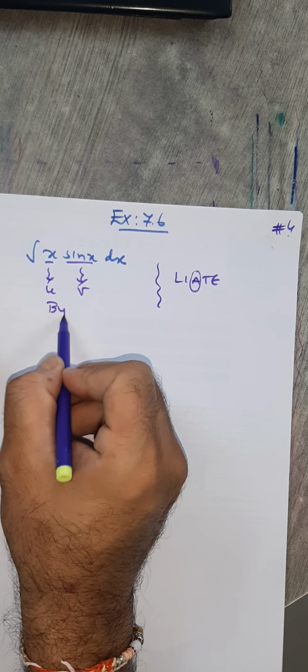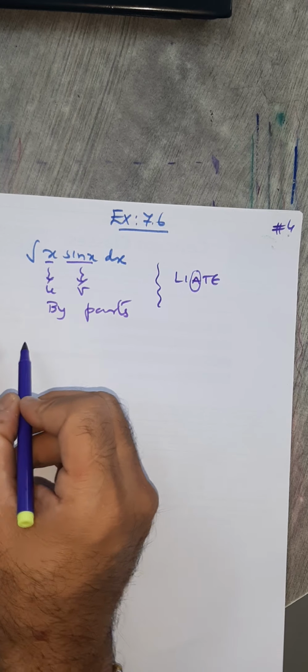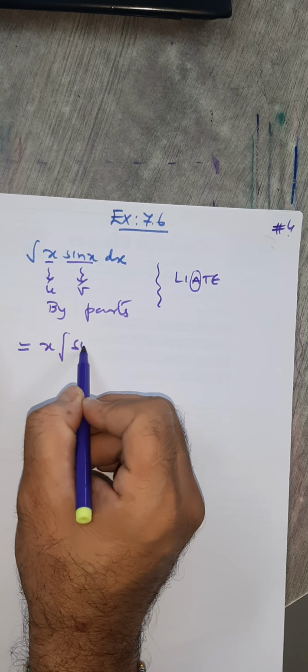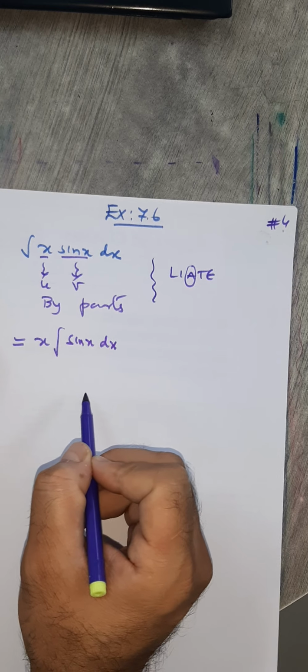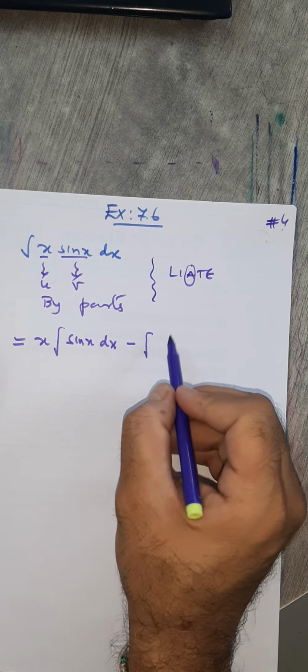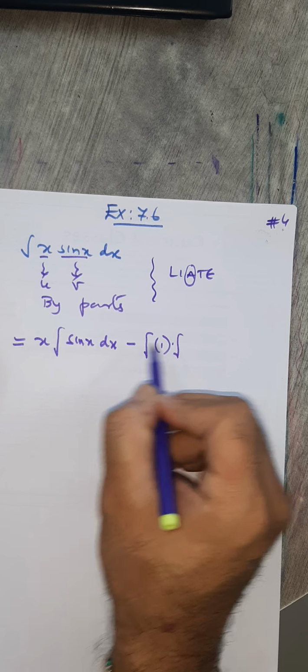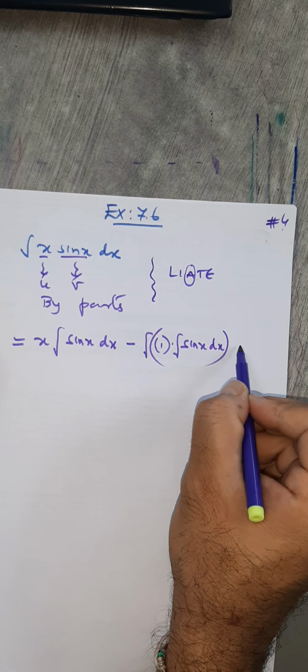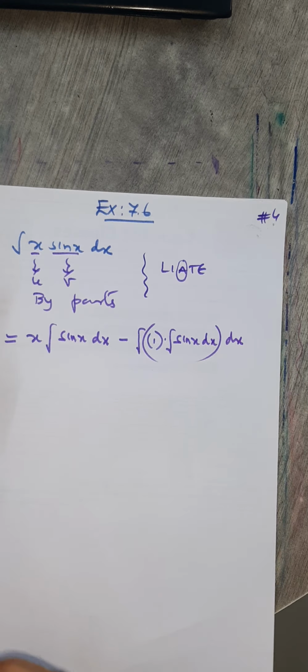Now we'll write here by parts, integrating by parts. So u will come out, x will come out, integral of sine x, minus inside the integral derivative of x with respect to x, which is 1, into integral of sine x, that is v, and then whole integral. This is what by parts is. I repeat, u outside, integral of v, minus inside the integral derivative of u, that is du by dx, into integral of v and then whole integral.